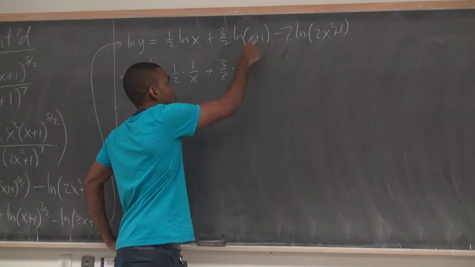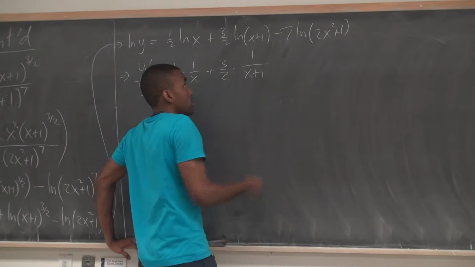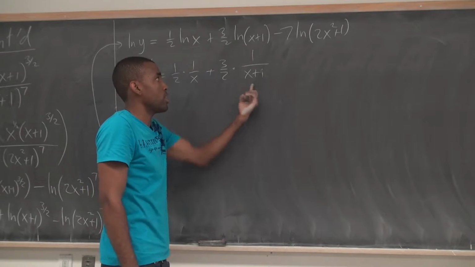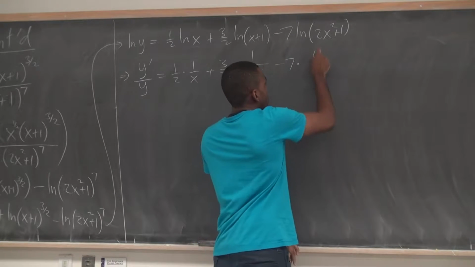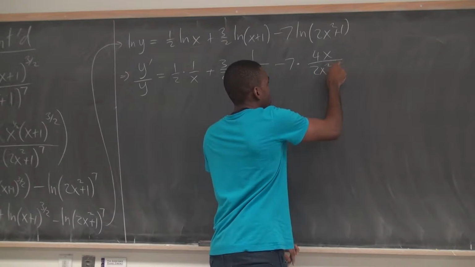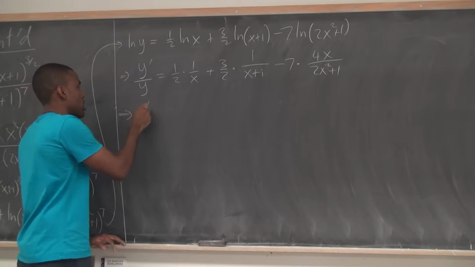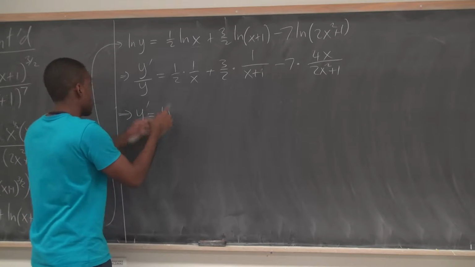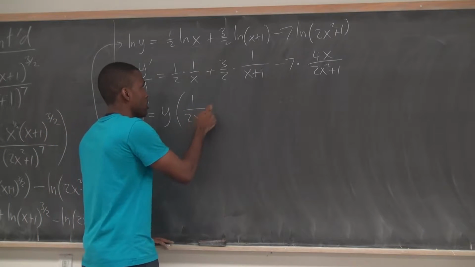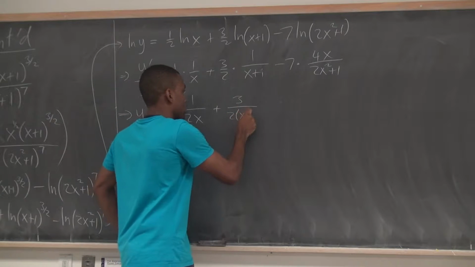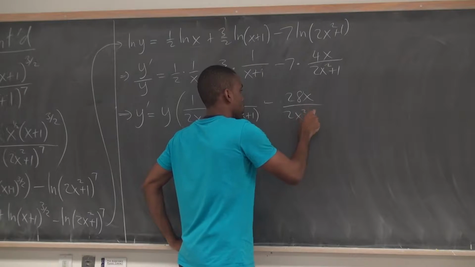3 over 2 times derivative of this. 1 over x plus 1. Remember, it's the derivative of this guy over this guy. So the derivative of this is 1 divided by that. Minus 7 times the derivative of the last term. So then your y prime would be just y, which is the original function, times this. If you want to rewrite this whole thing, you can, but I'm not in the mood for that. This is just 1 over 2x plus 3 over 2 times x plus 1 minus 28x over 2x squared plus 1.